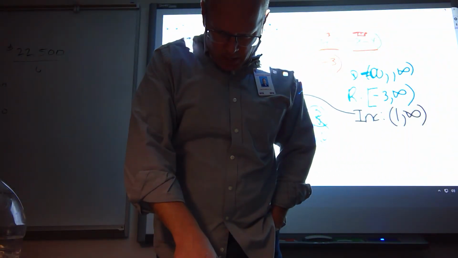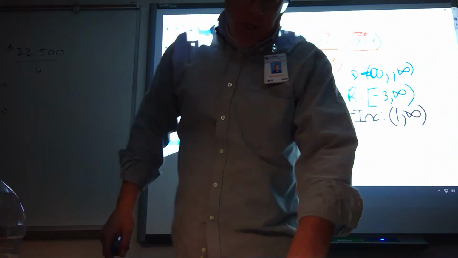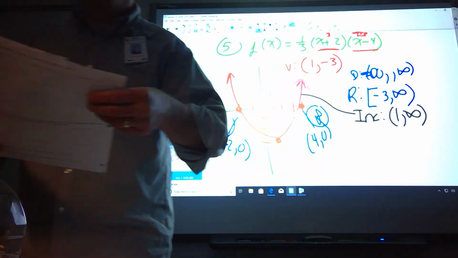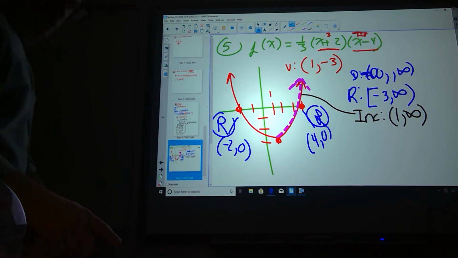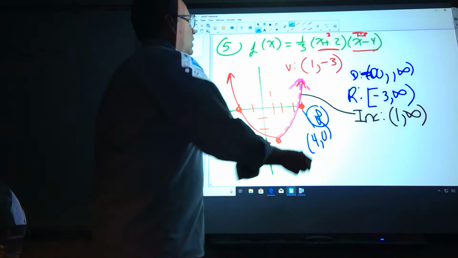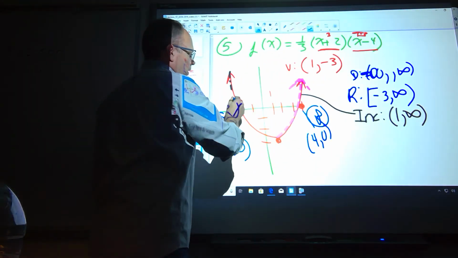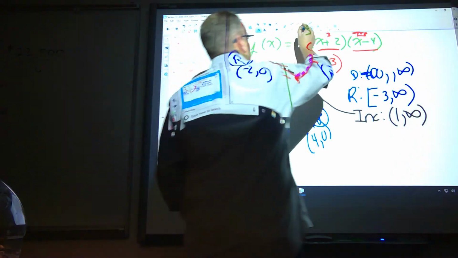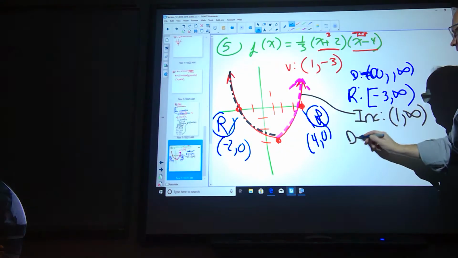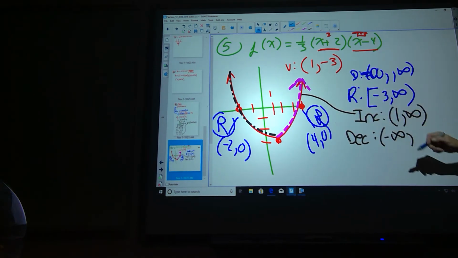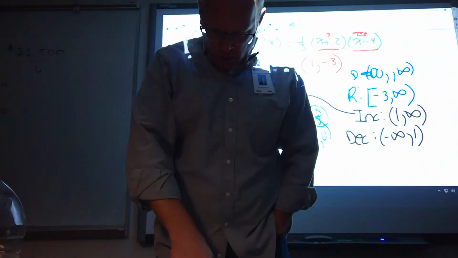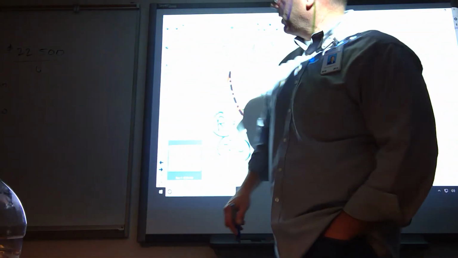And then, where is the function decreasing? Thank you. That's a 0. I will change that for you. I'm sorry about that. And where is it decreasing? It's decreasing over here. So it's decreasing from negative infinity, using the x direction, to 1. That's where it's decreasing. And then, does the function have a max or a min?